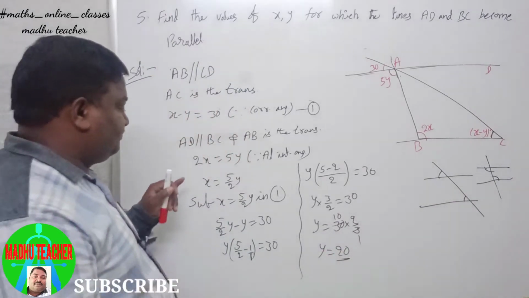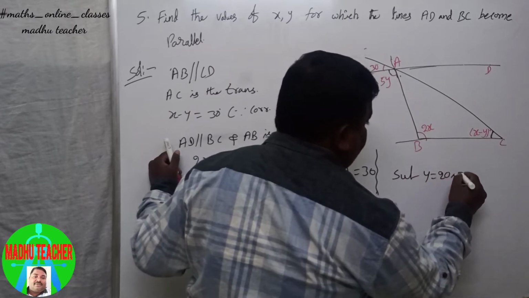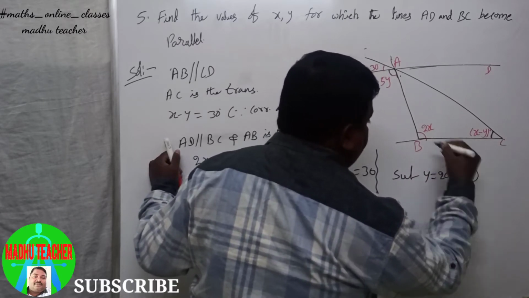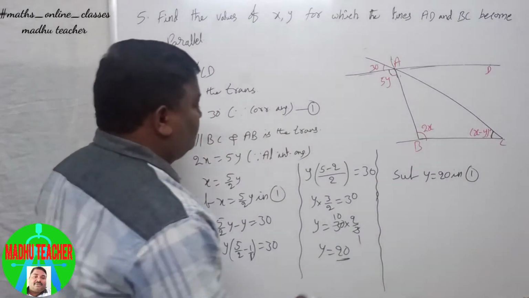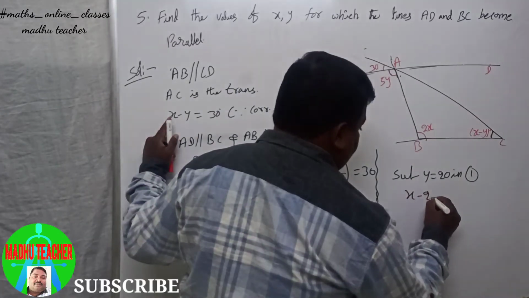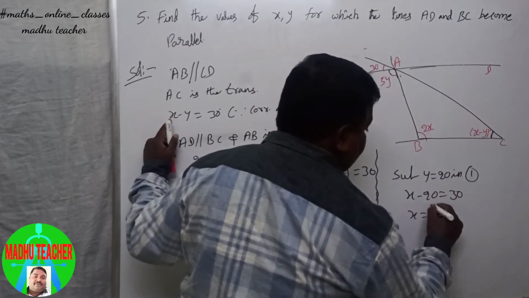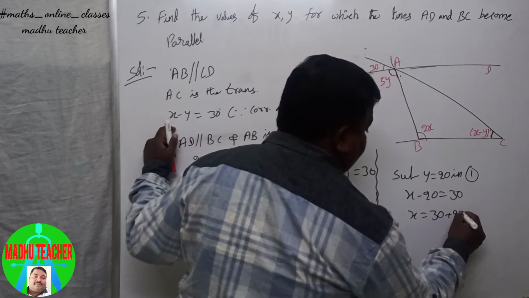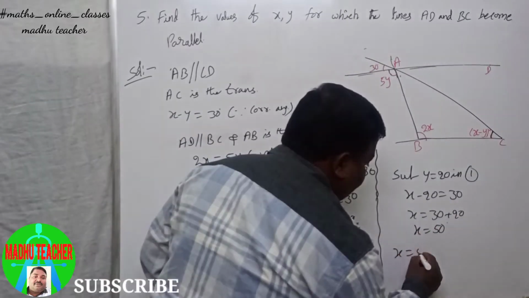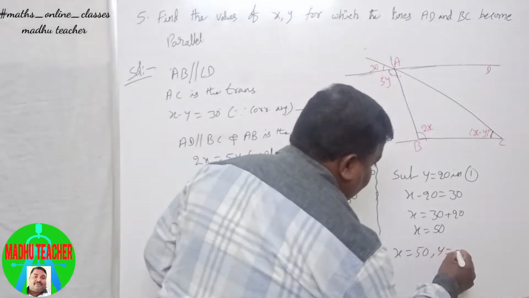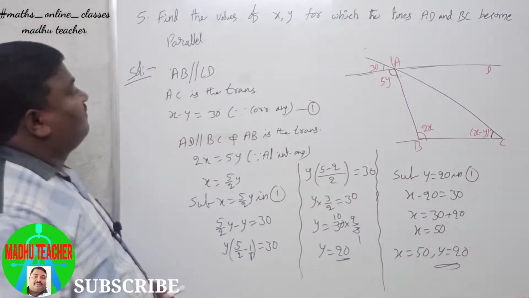Then substitute y equals 20 in the first equation. What is the first equation? x minus y equals 30. x minus 20 equals 30, that is x equals 30 plus 20, so x equals 50. So x equals 50, y equals 20. These are the x and y values.